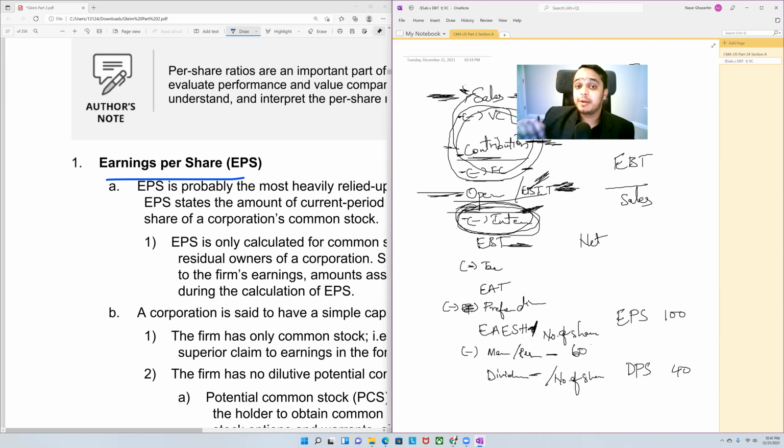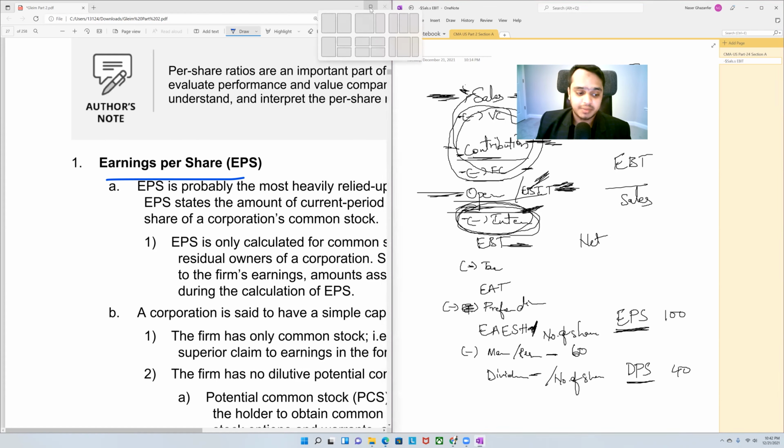How much is your dividend payout ratio? It is nothing but your dividend per share divided by your earnings per share. That means how much you earned, but how much you're giving out. That matters a lot. So I hope you have understood how we have calculated earnings per share and dividend per share. Now let's move forward and go back to the material.